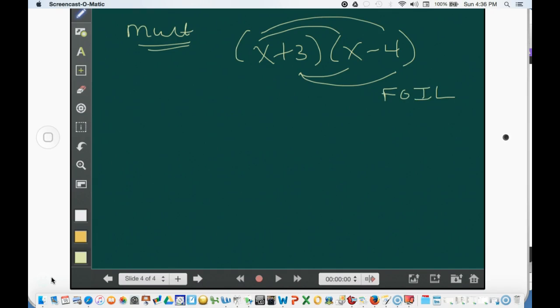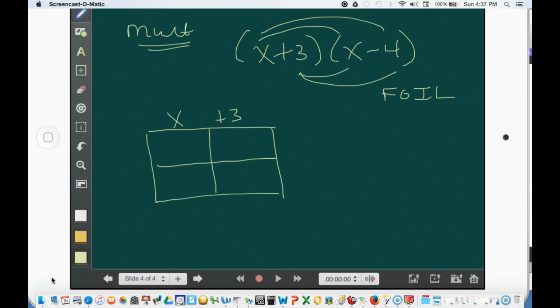There's really nothing wrong with FOIL. However, because we're aiming to divide polynomials tomorrow, which could get a little ugly, I'm going to switch us over to what I call the box method or the tabular method. So I'm going to make a grid, and I'm going to have x plus 3 times x minus 4. And what I'm going to do is fill in the grid as I multiply.